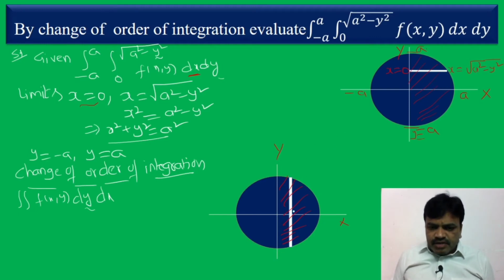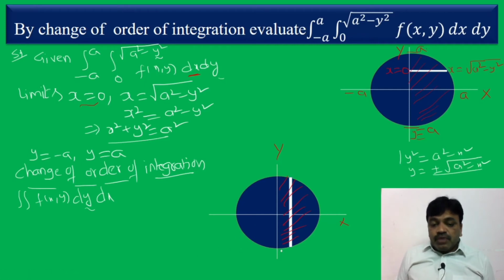Here, when I draw a vertical strip, both ends touch the curve, friends. So here I can write y squared equals a squared minus x squared, so y is equal to plus or minus the square root of a squared minus x squared. Now what are the y limits here? Minus square root of a squared minus x squared to plus square root of a squared minus x squared.